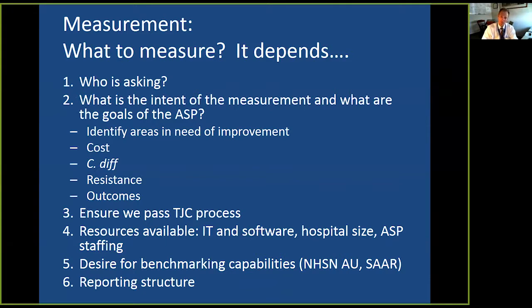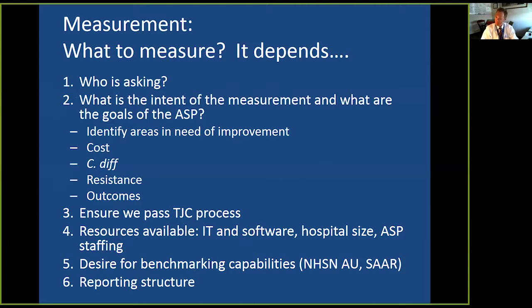Maybe you say, we just want to ensure we pass Joint Commission or CMS or any of those kind of regulatory agencies. Well, then you have to determine how you measure the requirements for that. It also depends on the resources available. Do you have IT solutions? Do you have software? What's your hospital size? What's your staffing? Is this a manual evaluation? And so it really depends on what resources you have available will depend on what you measure.